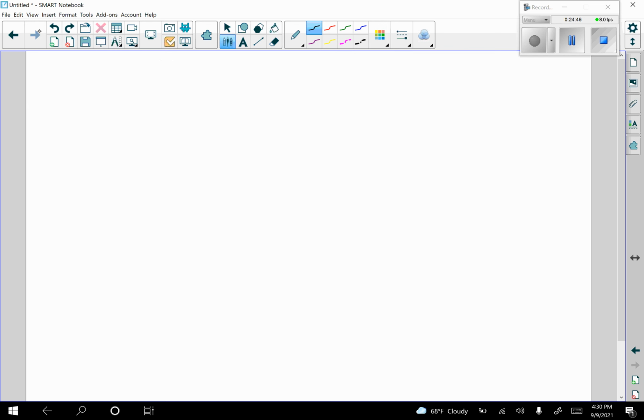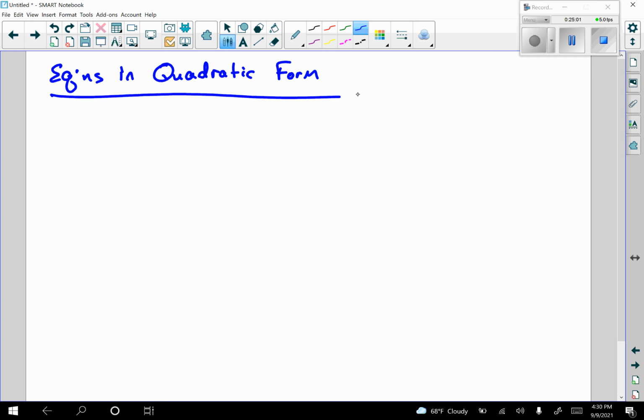Okay, 2 more examples. Our last type of equations for this section is equations in quadratic form. I'm going to start with this one here.